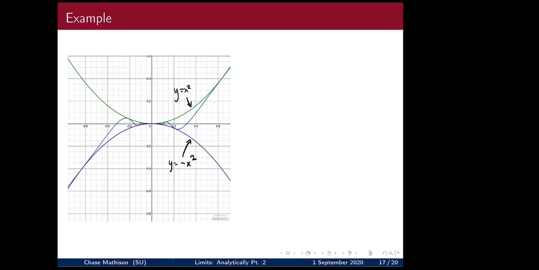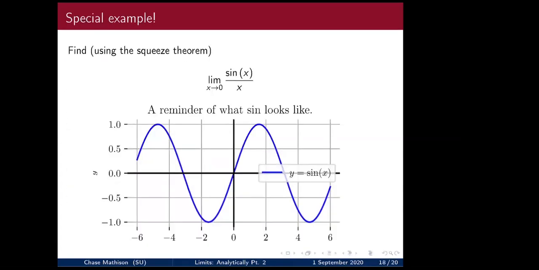Questions on the squeeze theorem? I'll say we're not going to use the squeeze theorem a ton. If it comes up on an exam, I'm not going to make it one of the hard gotcha problems. It should be a kind of a free question.